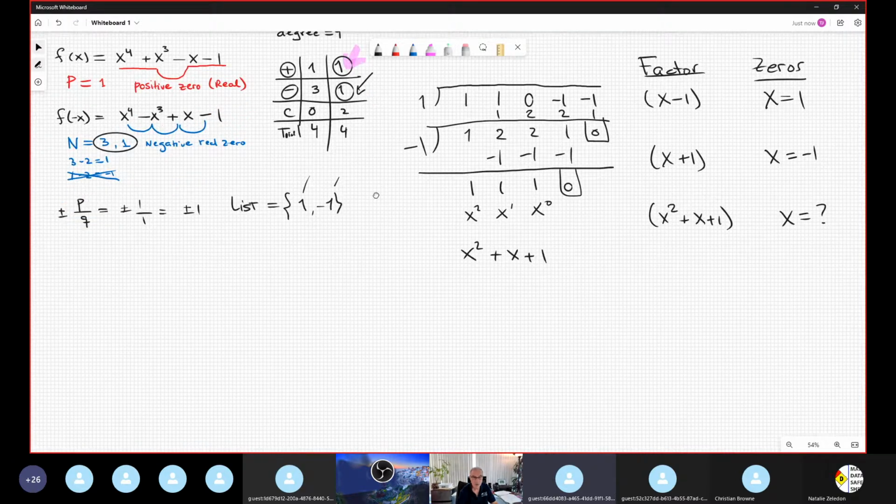Okay, so now, one possibility of the answer for this problem is the factorization of this polynomial is x minus 1, x plus 1, and x squared plus x plus 1. This is the factorization, including a linear, quadratic, irreducible, in the real field.